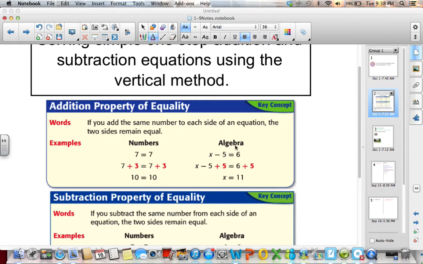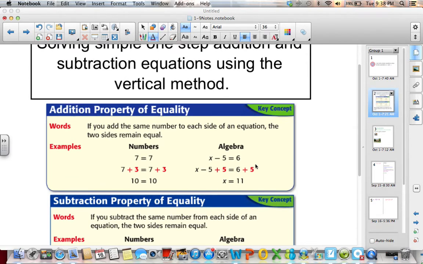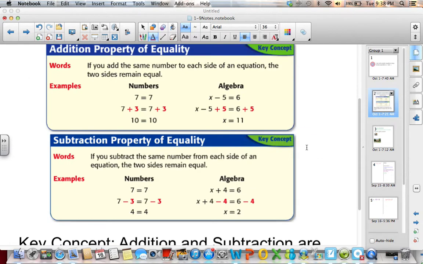So over here, on our algebra side, if we have x minus 5 equals 6, well, if we add 5 to one side, we know that if we add 5 to the other side, it's still going to stay equal. We also know that negative 5 plus 5 equals 0, so that cancels out, so we have x equals 11. Same goes for subtraction.